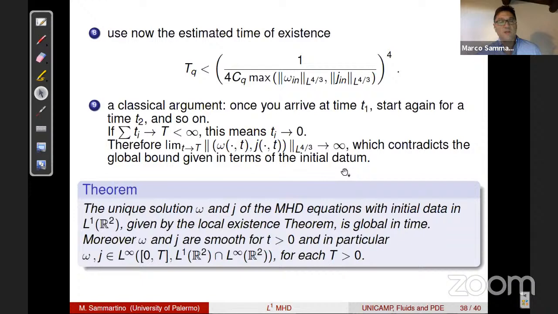So the theorem, which is the final result of this talk, is that the unique solution omega and j of the MHD equations with initial data in L2, given by the local existence theorem, actually is global in time. And this solution is smooth for t greater than zero. Well, in particular, it belongs to L1 intersection L infinity.